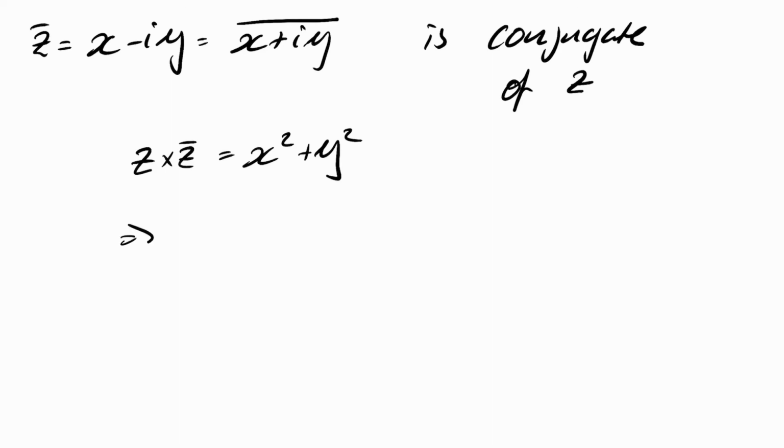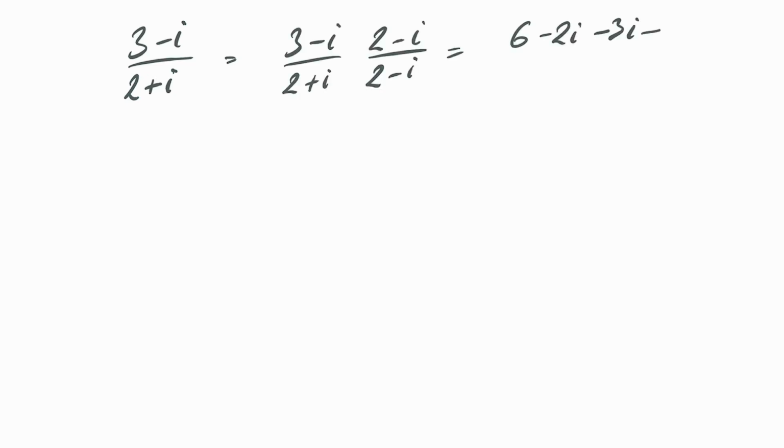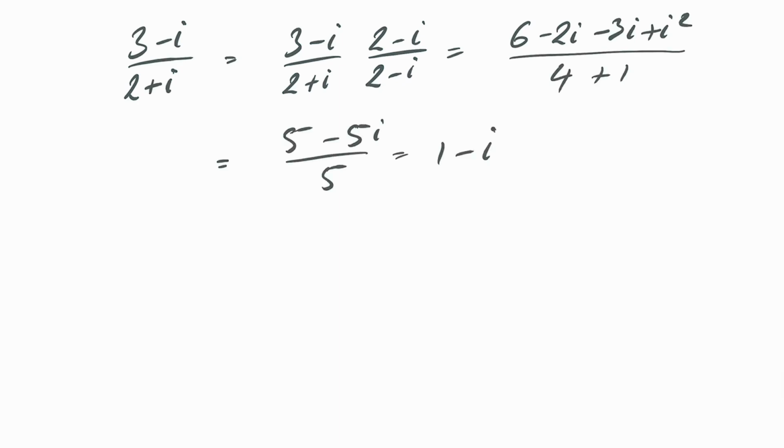And so we've written the number 1 over z as z bar over z z bar. And that way it writes 1 over z in a Cartesian form, and it allows us to divide by complex numbers. Let's just do a quick example. If I want to simplify this complex number, I multiply the top and bottom by the conjugate of the denominator. It simplifies to 1 minus i. So the conjugate then is a very useful number associated with z.